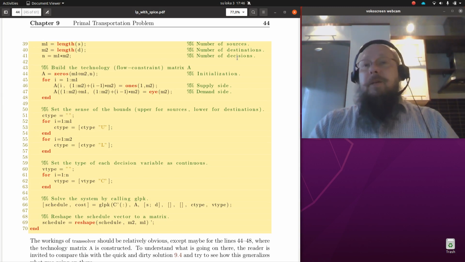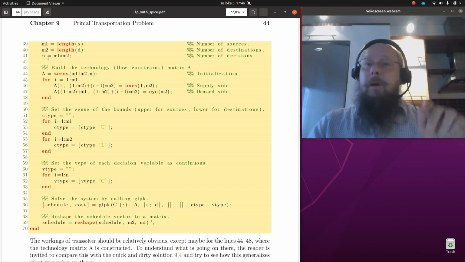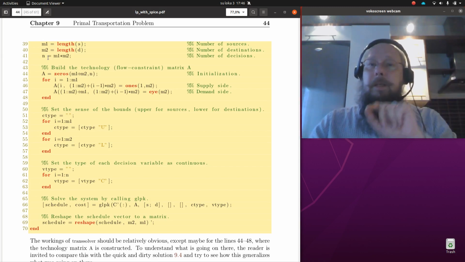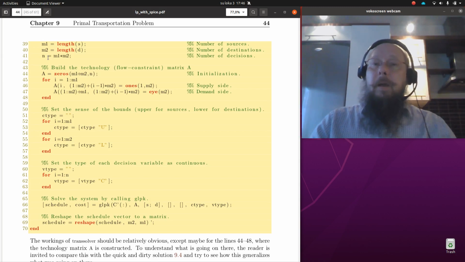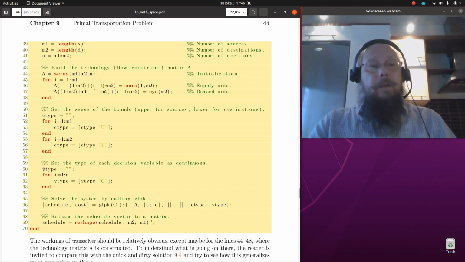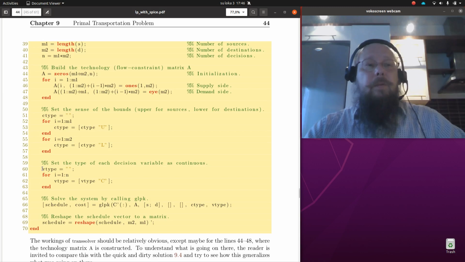Finally, I need to do a similar thing for the var type, so the variables. So how many variables do I have? Well, M1 times M2, which I have denoted here by n. I have n variables, so I need to have a string of C's, C n times, and yes, this happens here. So the V type, the variable type, starts with an empty string, and then in the loop that goes around n times, a C is appended there.